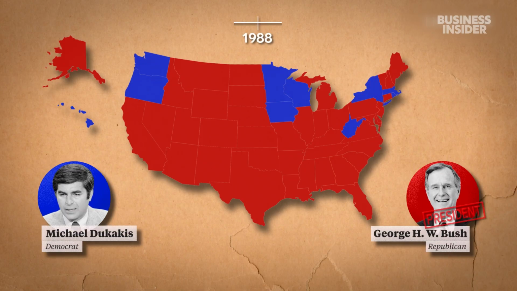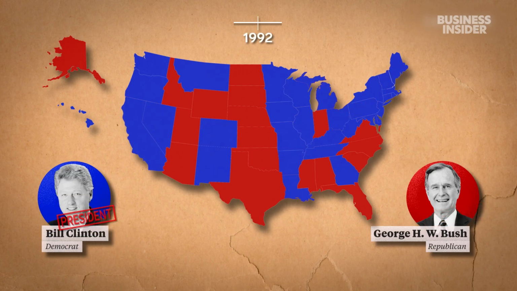Reagan's vice president, George H.W. Bush, wins in 1988 as the clear frontrunner with the promise to continue Reagan's policies. But in 1992, Bill Clinton, a Southern Democratic governor, revitalizes his party by successfully appealing to moderate voters.